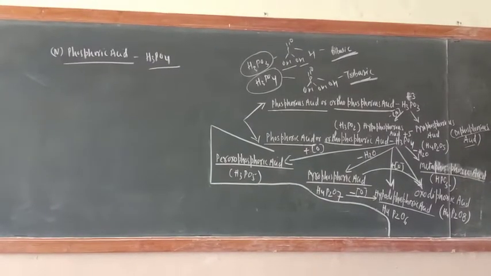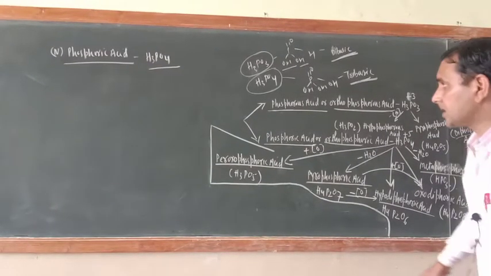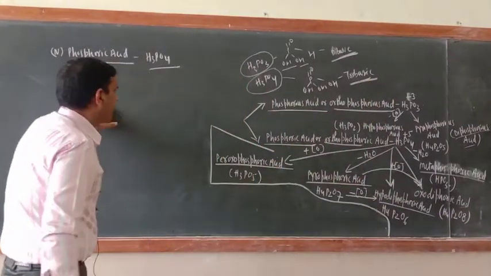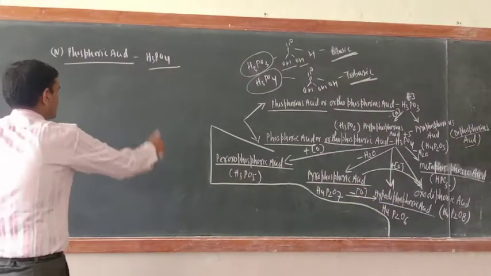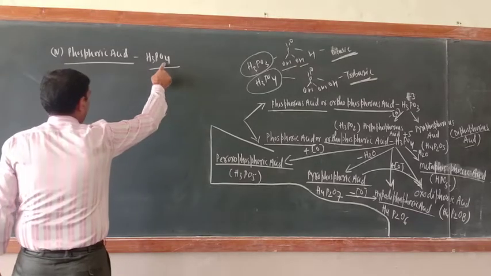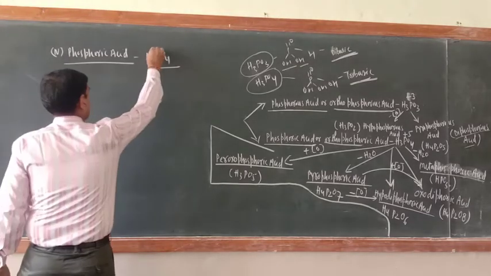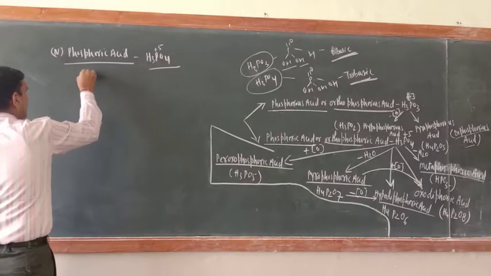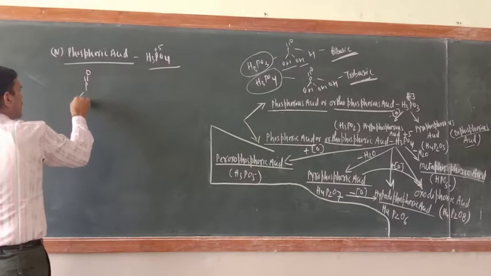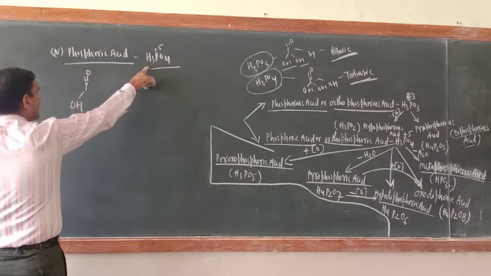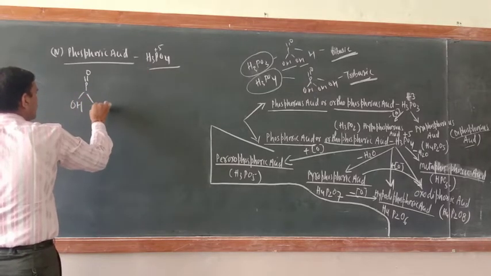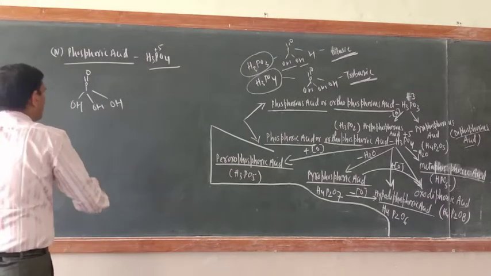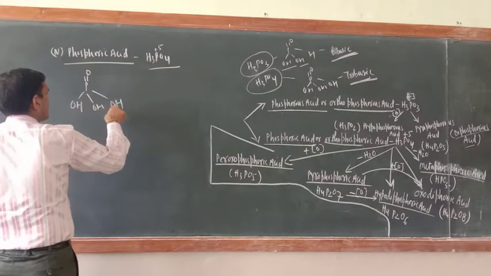So dear cadets, now just see the second category, that is phosphoric acid. This is the second parent acid of oxo acids of phosphorus. Just see H3PO4. Okay, the oxidation state is plus 5. We'll calculate. First see the structure. So one P double bond O, one OH. Now how many H are left? Two OH, and here also OH. So now P with OH, OH, OH.